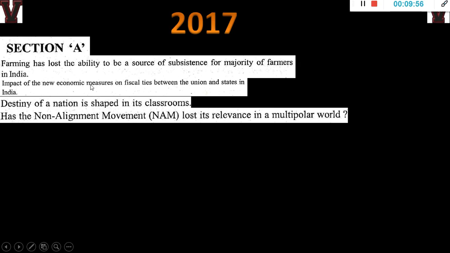Impact of the new economic measures on fiscal ties between the union and states in India. Okay, union and states in India. So it's again something which you study. The Finance Commission and the fiscal tie-up, where the budget and everything is shared between the states and the union, such things.